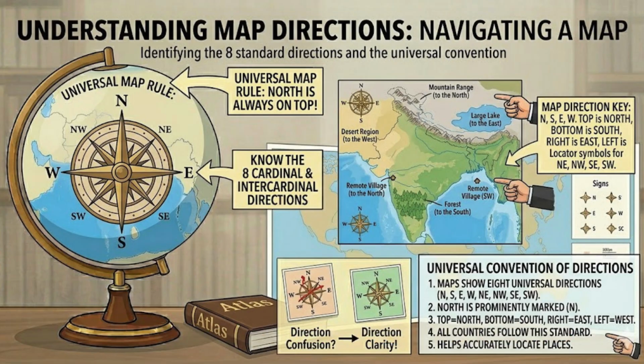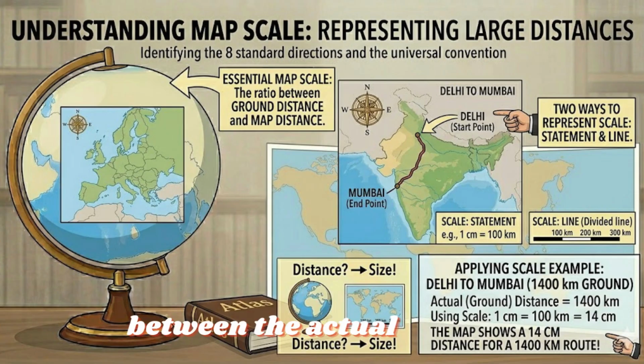Scale. Scale is the ratio between the actual distance between two places on the ground and the distance shown between them on the map. Since real distances are very large, a scale helps represent them in a smaller, manageable size. Scale can be expressed in 2 ways: by a statement, example, 1 centimeter equals 100 kilometers, or by a line divided into equal parts, each representing a fixed distance. Different maps use different scales. For example, using a scale of 1 centimeter to 100 kilometers, the distance between Delhi and Mumbai, 1,400 kilometers, would be shown as 14 centimeters on the map.